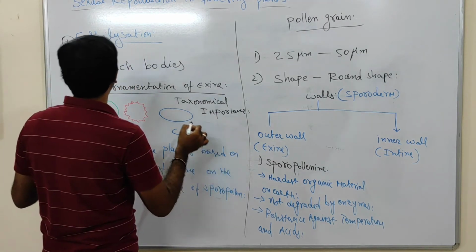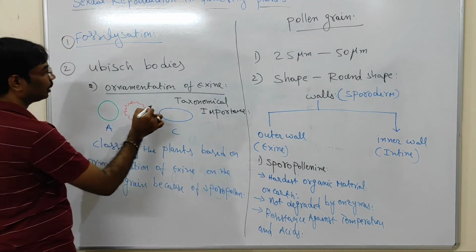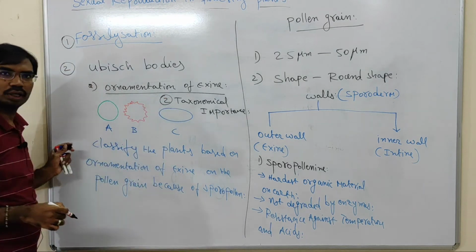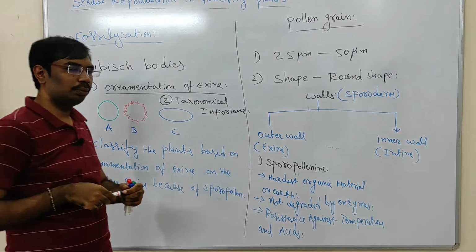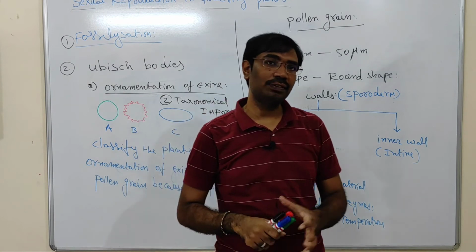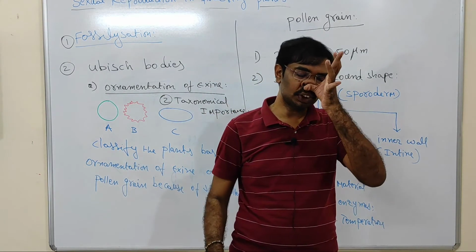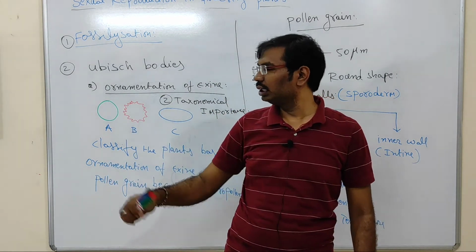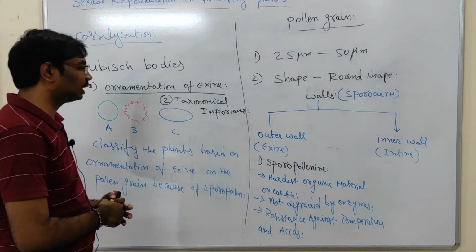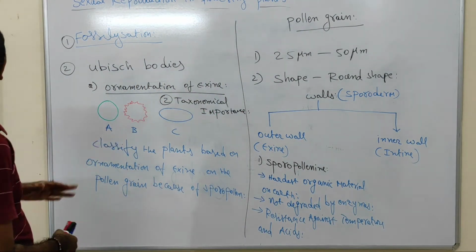So the first point is fossilization and the second point is taxonomical importance. With the help of this ornamentation of exine, we can classify the plants. So that is the taxonomical importance of this ornamentation of exine on the surface of pollen grains.